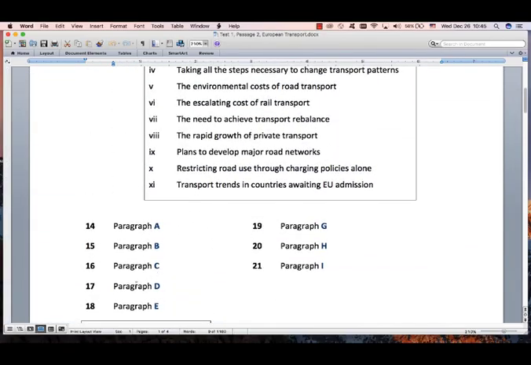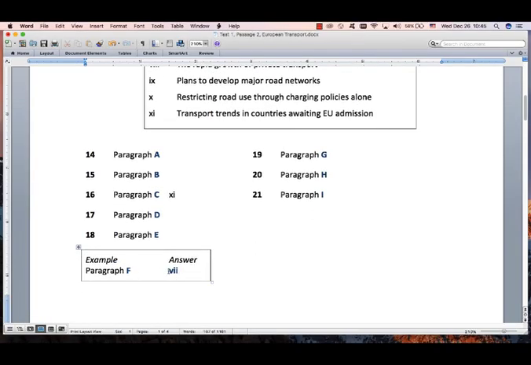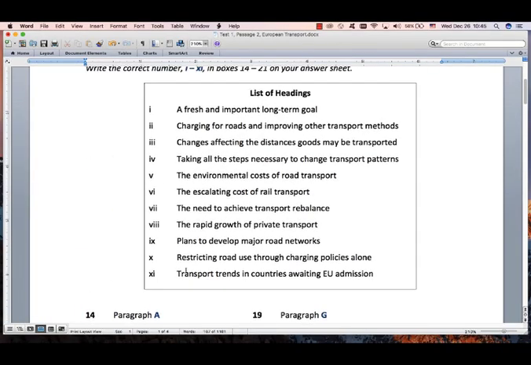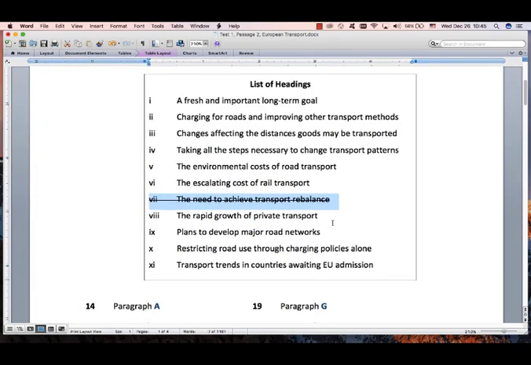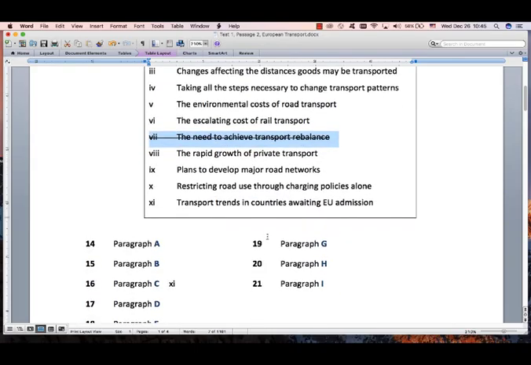11. Oh, one thing I forgot. You must start at paragraph F, answer 7. So you must delete 7. I should have done that. And then I'm going to delete 11 as well, because I'm pretty confident about that one. It's the only one that mentions EU admission.